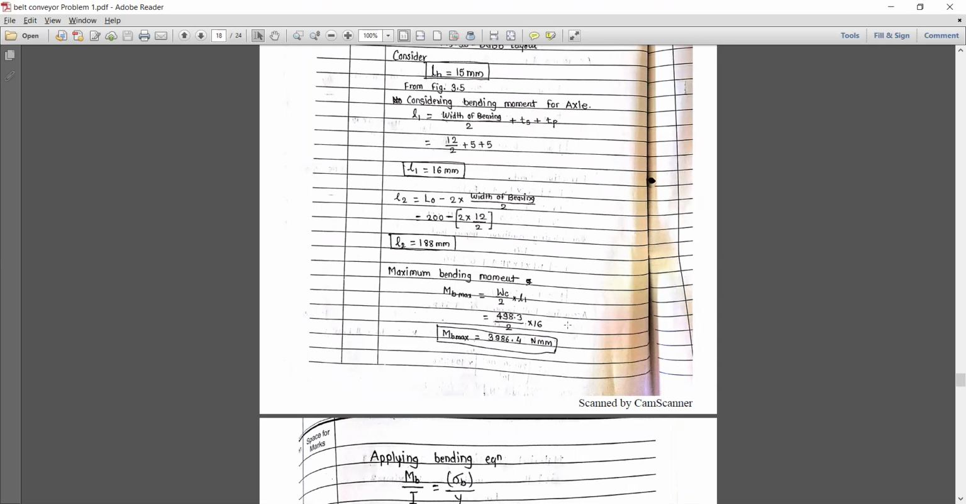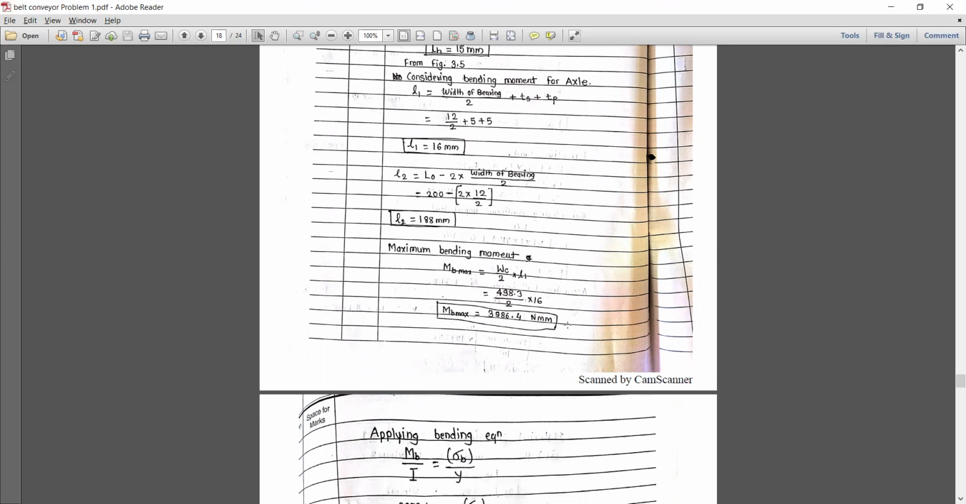Considering the bending moment for the axle, L1 is equal to the width of the bearing divided by 2 plus thickness S plus TP. Okay, so considering TS and TP is equal to 5 mm, L1 is equal to 16 mm. L2 is equal to the total length minus twice the width of bearing, divided by 2. So total length is 200 minus 2 into 12, by 2. So the length L2 is equal to 188 mm.